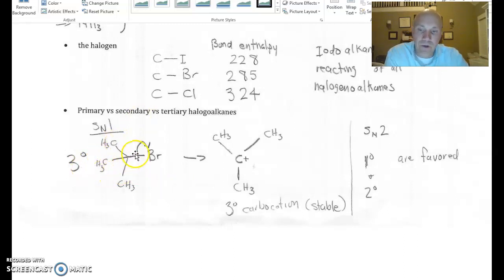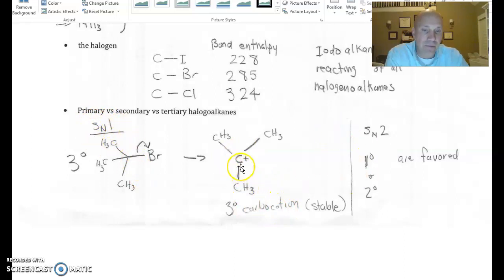So remember in the SN1 reaction, first the bromine leaves, and that creates this tertiary carbocation. If this group right here were to be a hydrogen, that would be a secondary carbocation. If this and this were to be hydrogens, that would be a primary carbocation because it would only have one carbon directly attached to it. So in general, whenever you can make a tertiary carbocation, that's going to favor the SN1 reaction.